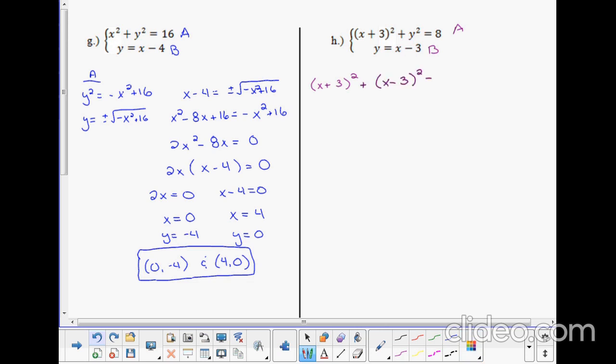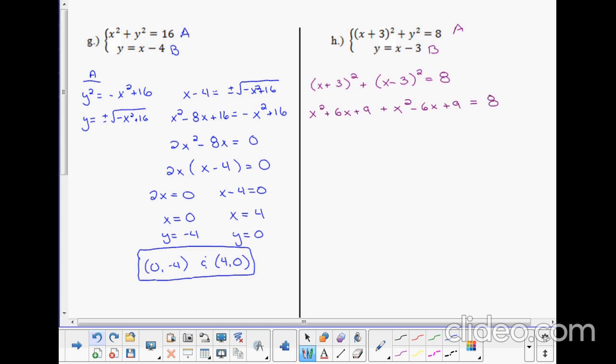Now in solving this, I'm going to need to expand those binomials that are being squared. And so this would be x squared plus 6x plus 9, again following our rules for squaring a binomial. The other one would be x squared minus 6x plus 9, and this would equal 8.